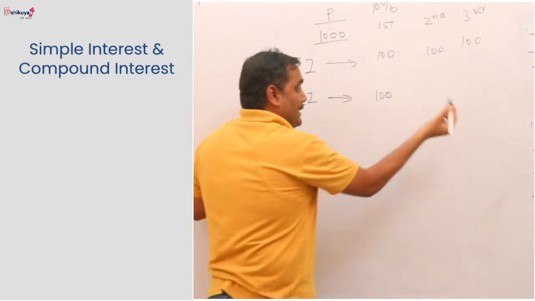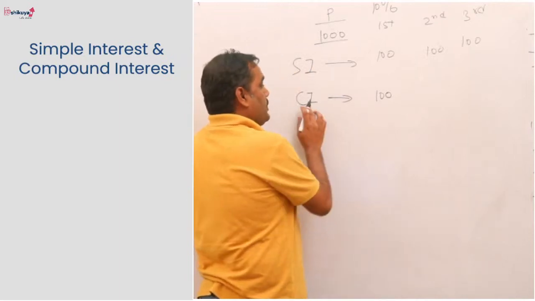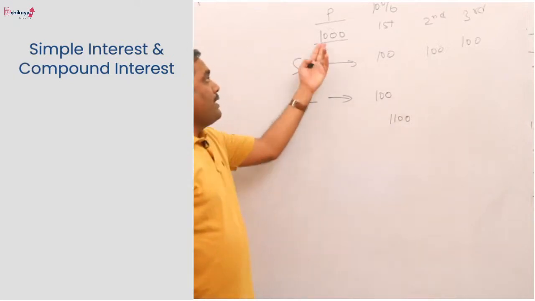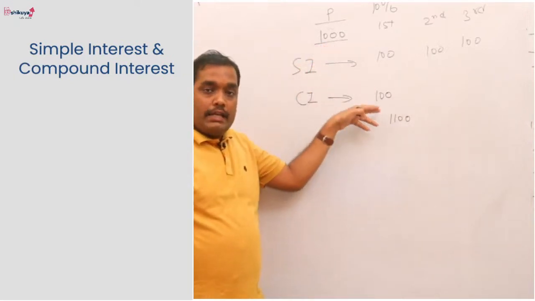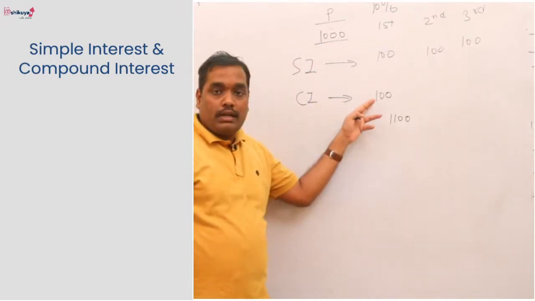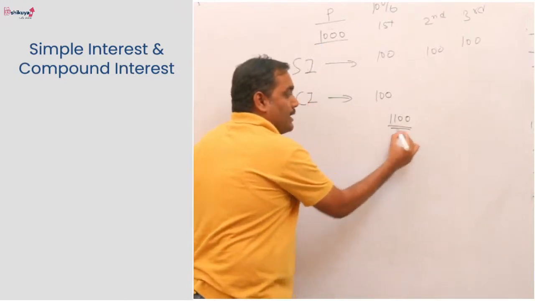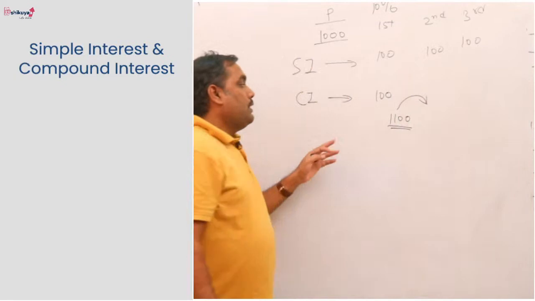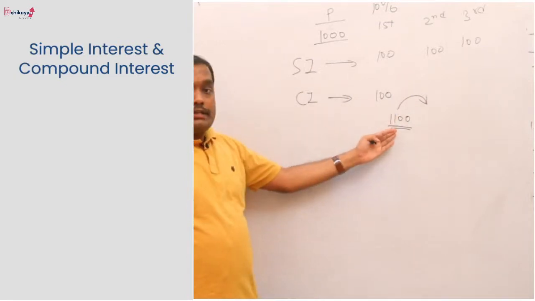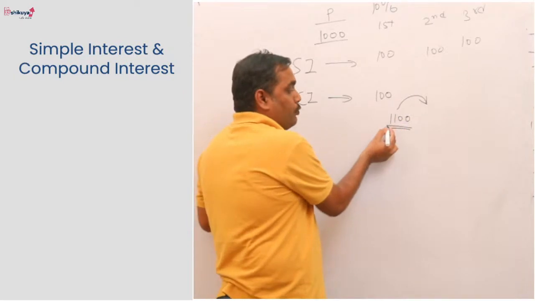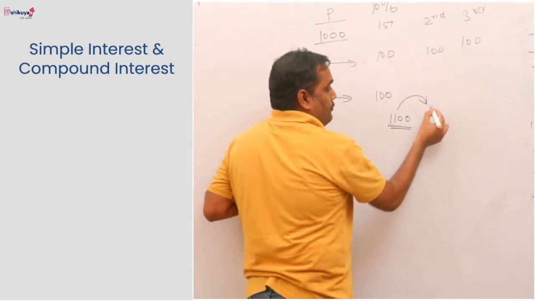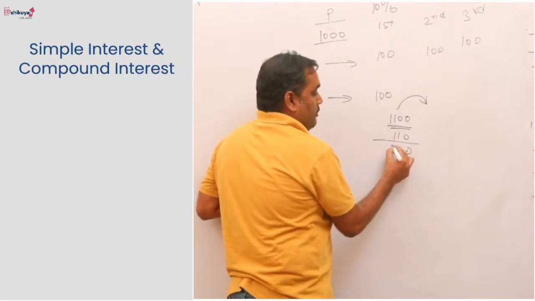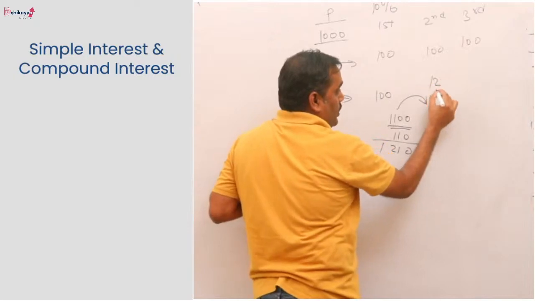Now, to calculate the next year's interest in compound interest, the previous year's amount is considered. Initially we have 1000 rupees and the interest we get in the first year is 100 rupees, so the total amount after 1 year is 1100. While calculating the next year's interest, it is calculated on the previous year's amount. Here 10% of 1100 is 110. Adding 110 to 1100, we get the next year's amount, 1210.